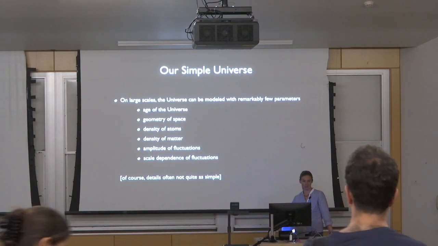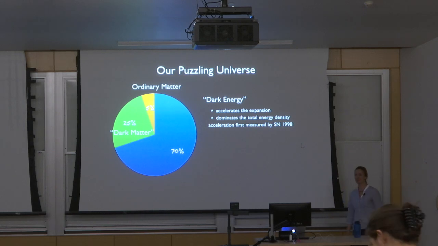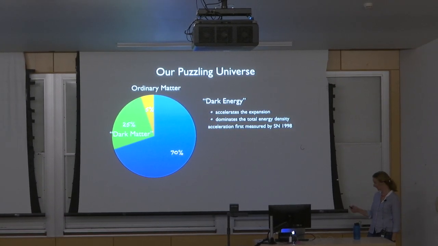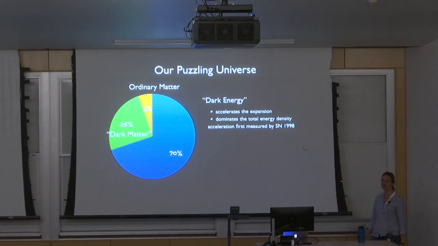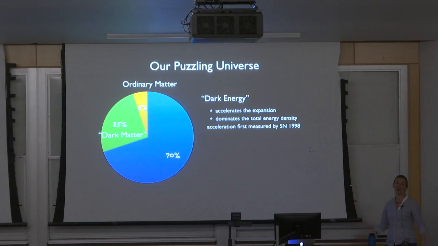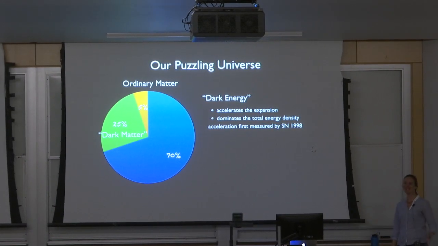Even in this very simple picture, though, things get puzzling very quickly. You've probably all seen pie charts like this before, telling you that matter, baryons as we know it, makes up about 5% of the energy budget of the universe. Then another 25% of today's energy budget of the universe is in dark matter. I will not try to explain dark matter in this audience. Your colleagues here know much more about it than I do.